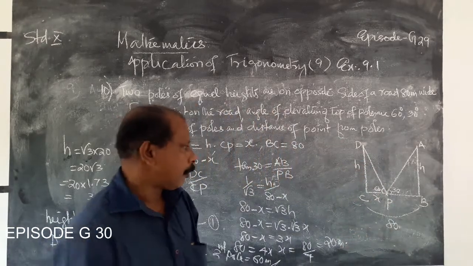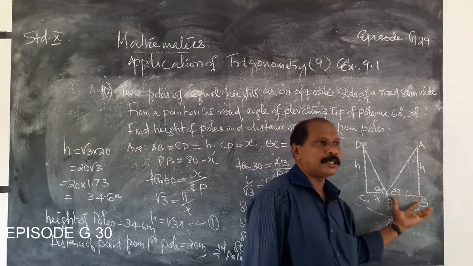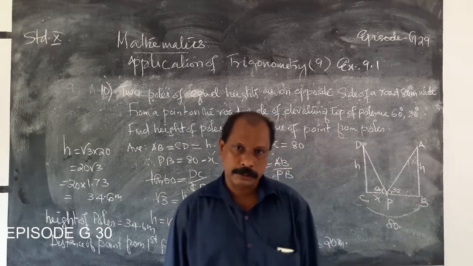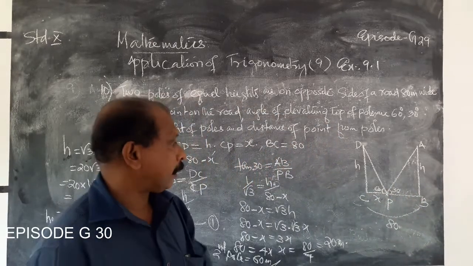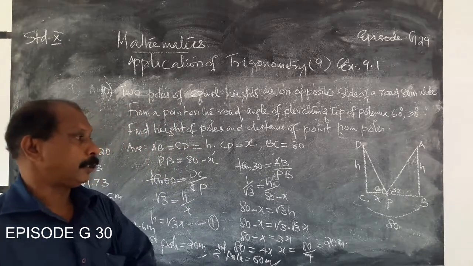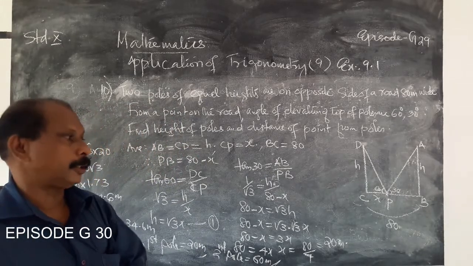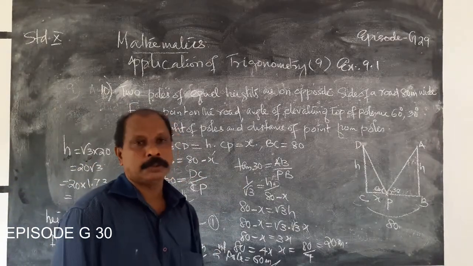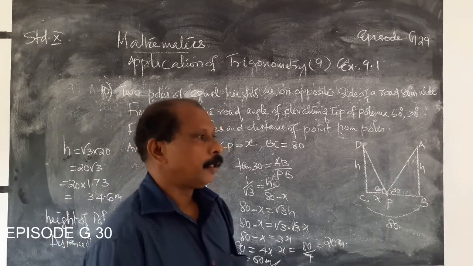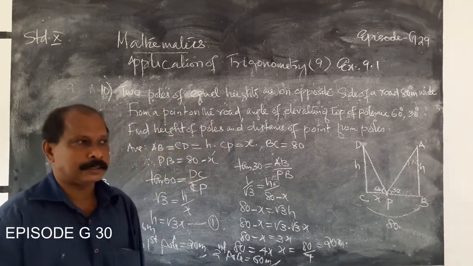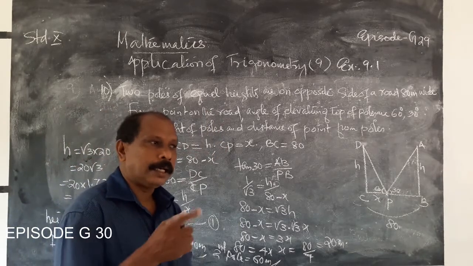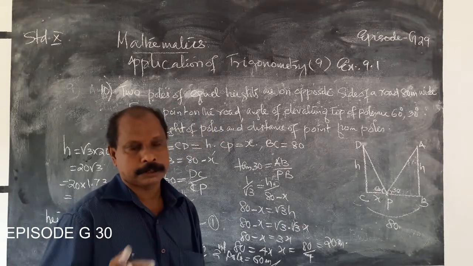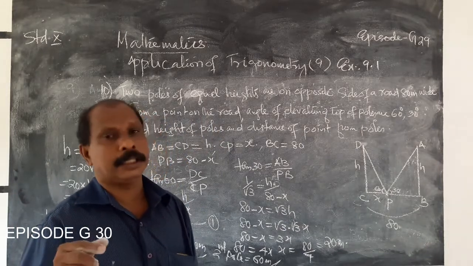That is an equation. From the second triangle, PB is equal to 80, the width of the road is 80, therefore the first is x, the second is 80 minus x. From the second triangle the angle is 30, opposite is h, adjacent is 80 minus x. Therefore tan 30, which is 1 by root 3, is equal to h by 80 minus x. Cross multiplication, 80 minus x is equal to root 3h. Putting h as root 3x, that is root 3 into root 3x, so 80 minus x is equal to 3x.